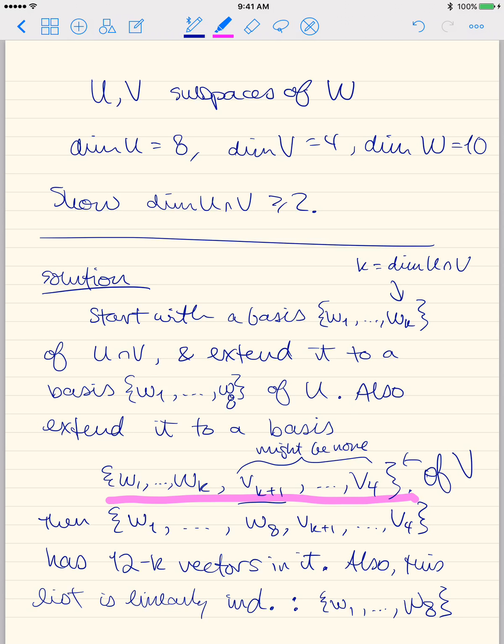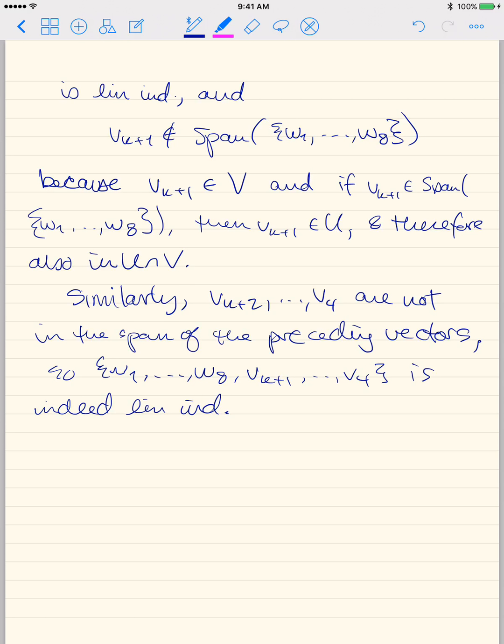Because it says that you can check these conditions one at a time. Look at this vector, see if it's in the span of the ones before. Okay, look at the next vector, see if it's in the span of the ones before. If the answer is ever yes, then automatically the list is linearly dependent. But if the answer is no all the way to the end, then the linear dependence lemma comes along and tells you you're done. You know that this list is linearly independent. Okay, so anyway, the point is we have this list of 12 minus k vectors, which is linearly independent.